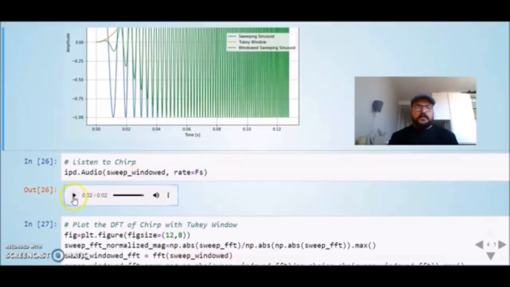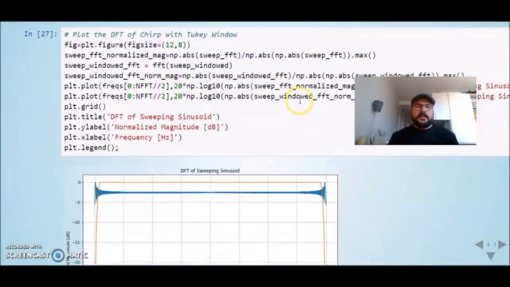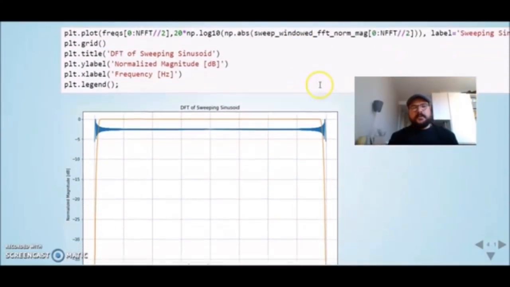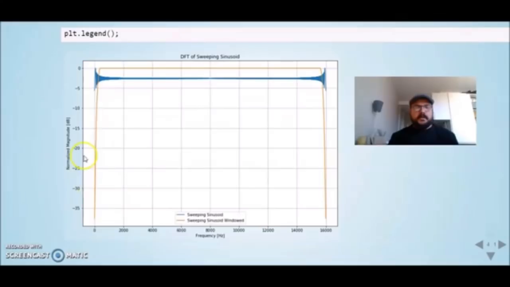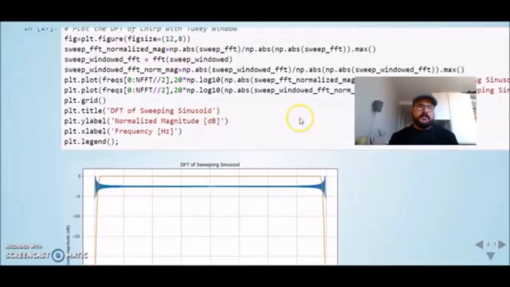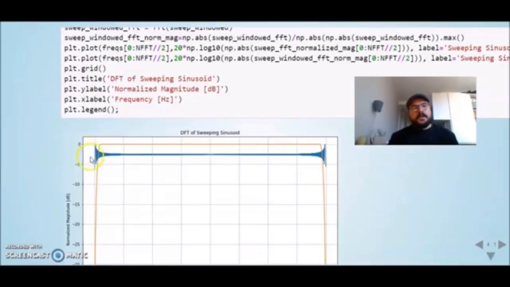We don't really notice so much difference, but we can see in the frequency domain. So in blue was our original signal, and in orange is the windowed signal. We can see that by introducing this windowing, we avoided these kinds of oscillations.